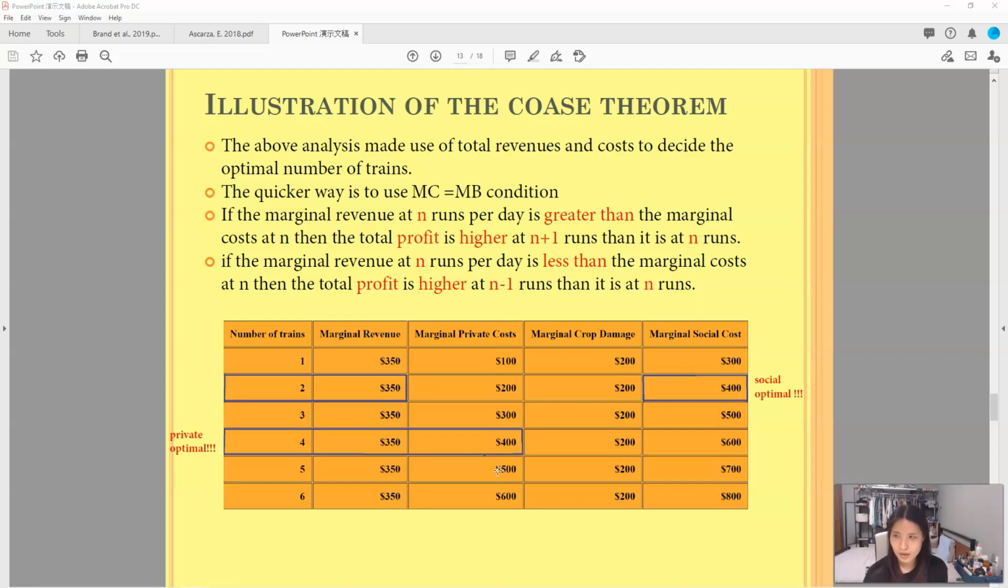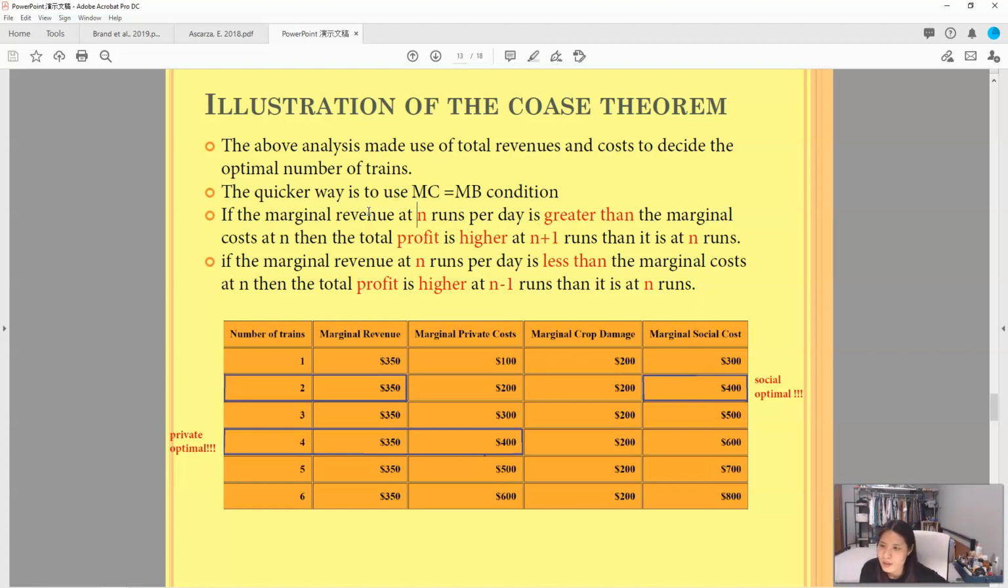So here is some extra information I can provide to you. If at n runs per day the marginal revenue is greater than the marginal cost, then the total profit is higher at n plus 1 runs than it is at n runs. And at n runs per day, if the marginal revenue is less than the marginal cost, then the total profit is higher at n minus 1 runs than it is at n runs. Is it easy to understand?